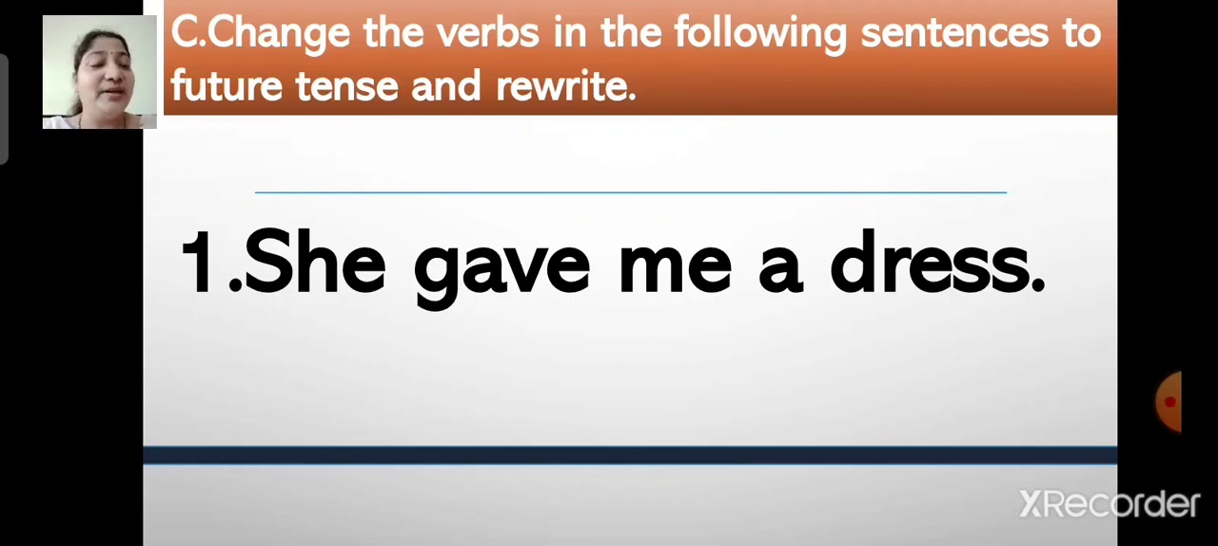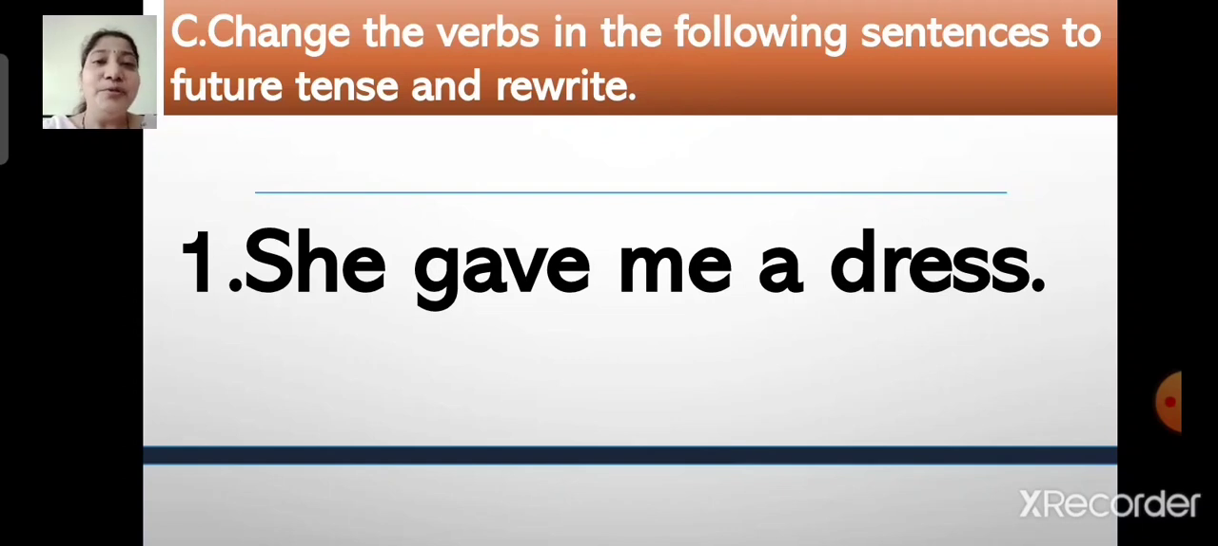Yes, you are correct. The verb in this sentence is gave. So the word gave is in which tense? Yes, it is in the past tense. Now you have to change that verb into future tense. So what will be the future tense of this verb?